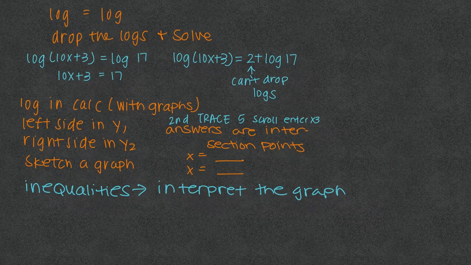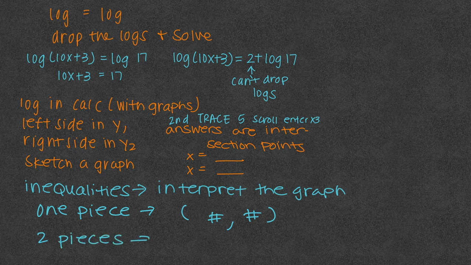So we would interpret the graph, and if one piece was highlighted, we would just have parentheses, number, number, right? We wouldn't have any unions. If it was two pieces, then we would have negative infinity to number, union number to positive infinity. So that was all just interpretation.